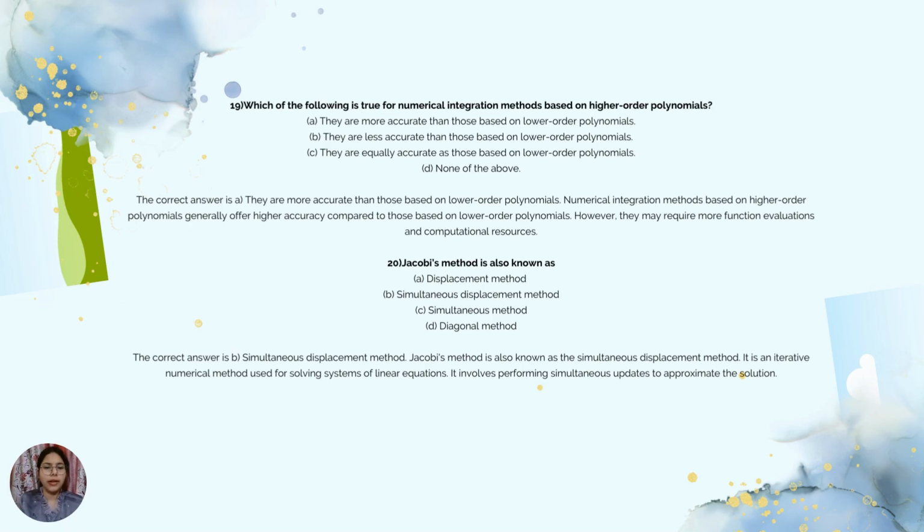Question number 20. Jacobi's method is also known as option A, displacement method, option B, simultaneous displacement method, option C, simultaneous method, and option D, diagonal method. The correct answer is B, simultaneous displacement method.